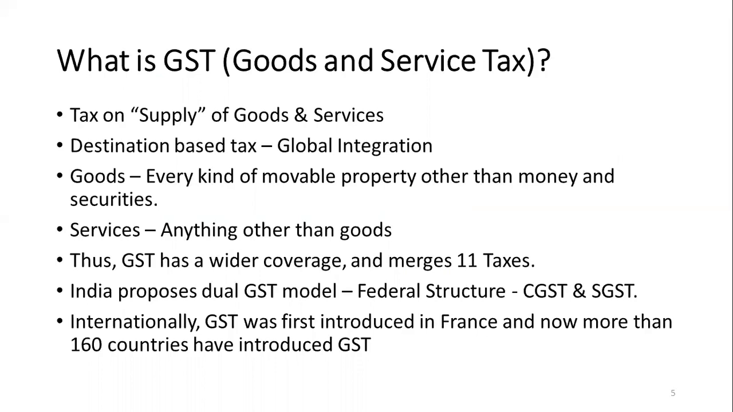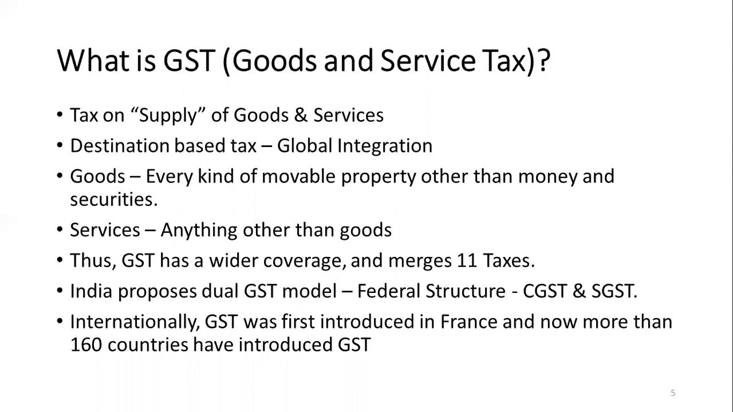GST is the tax on the supply of goods and services. It's a destination-based tax. So this is global integration. It's not like previously, where the tax depended on where we were servicing or producing the product from. It's actually where we are selling the product, the destination. Now, goods means every kind of movable property other than money and securities, and services means anything other than goods. Thus, GST has a wider coverage and merges 11 taxes from the previous design.